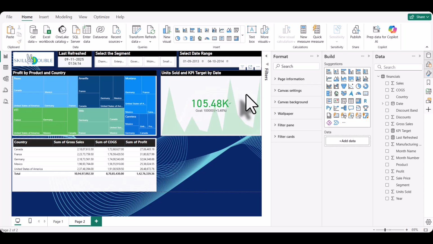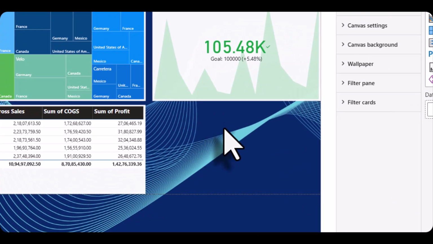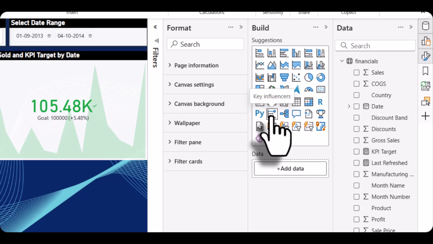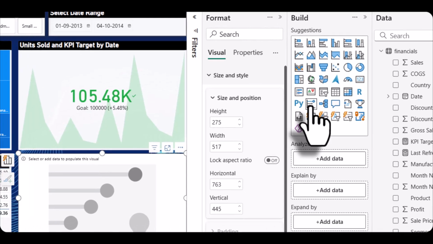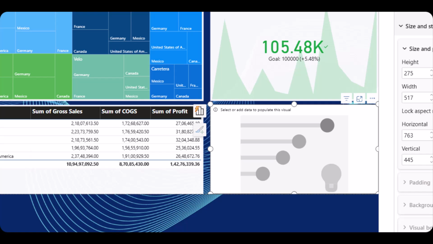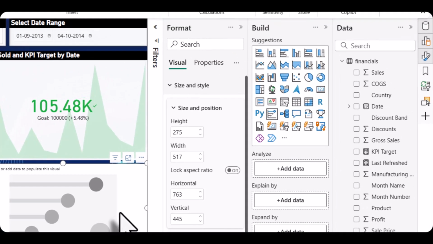Let's add the key influencers visualization. For that, you need to click on the key influencers visualization, and it will come up onto the canvas like this.